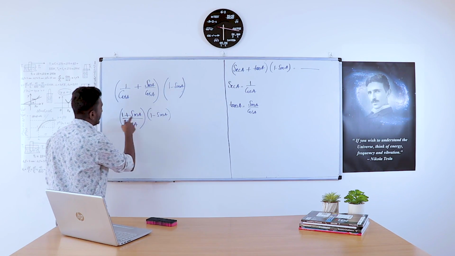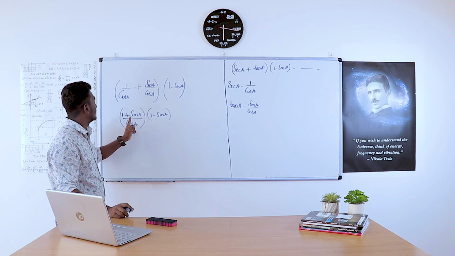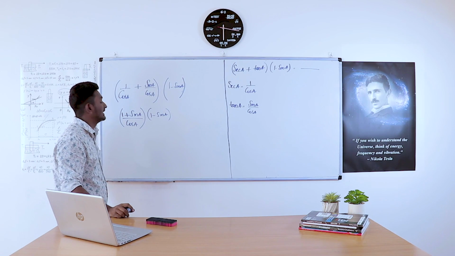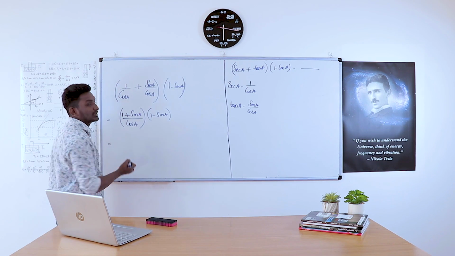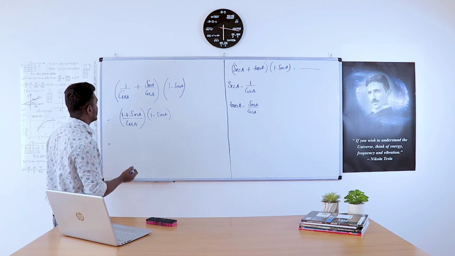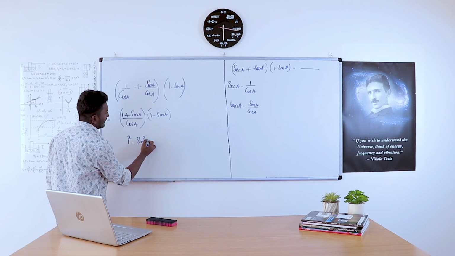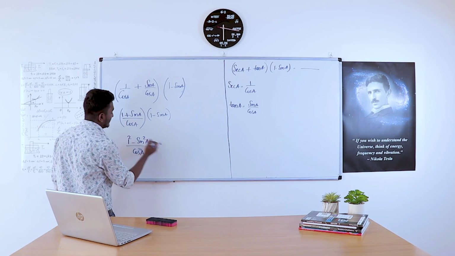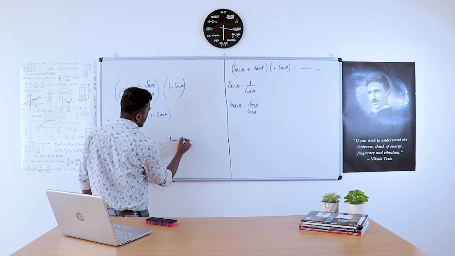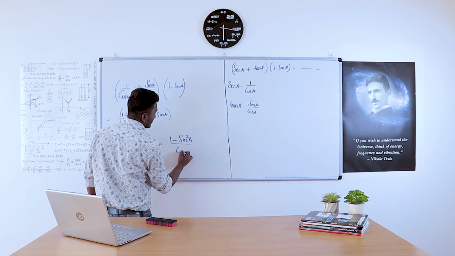So what is it? A plus B into A minus B form. Check the numerator only: (1 plus sin A) into (1 minus sin A). That is A plus B into A minus B form. What is (A plus B) into (A minus B)? A square minus B square. So this can be written as 1 square minus sin square A divided by cos A. 1 square is 1, that is 1 minus sin square A by cos A.